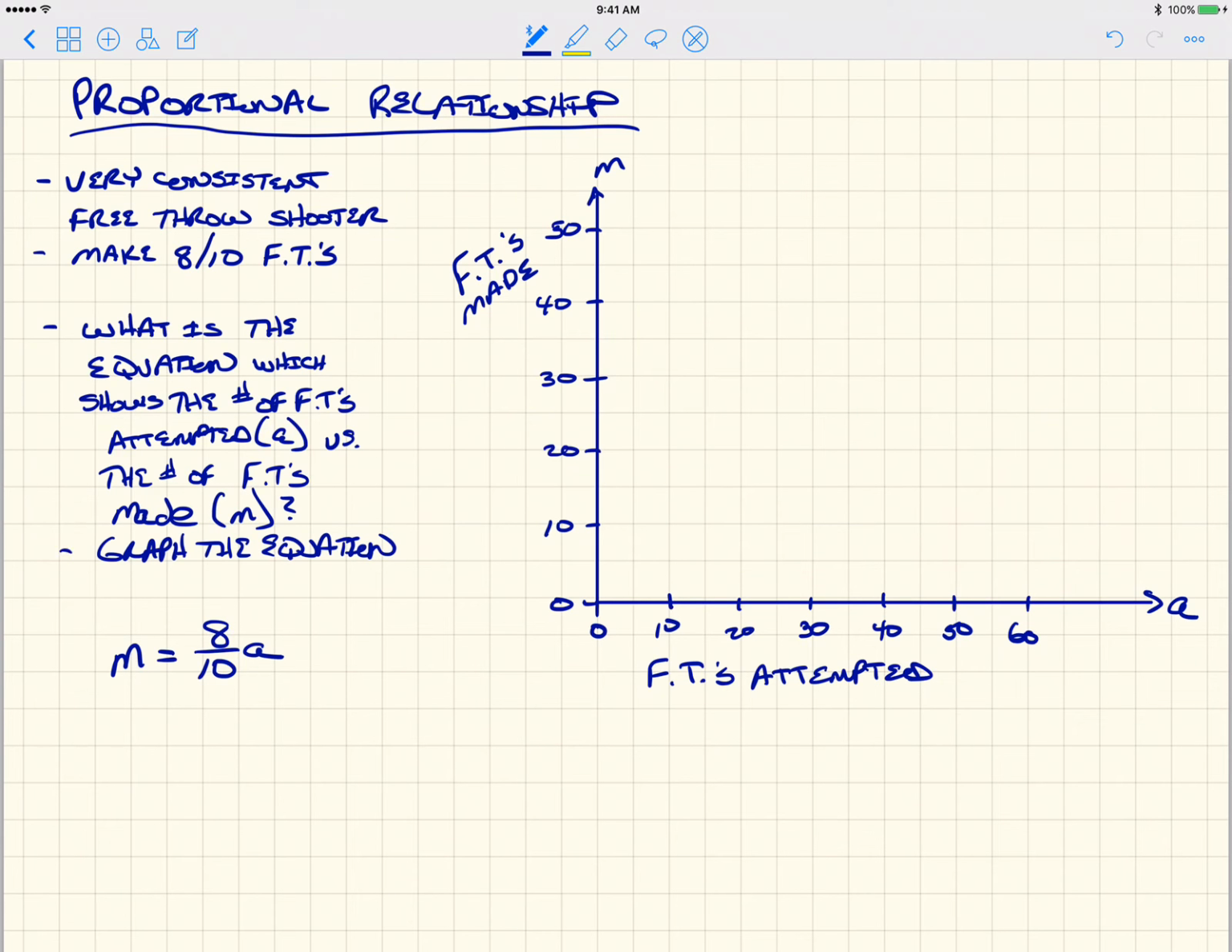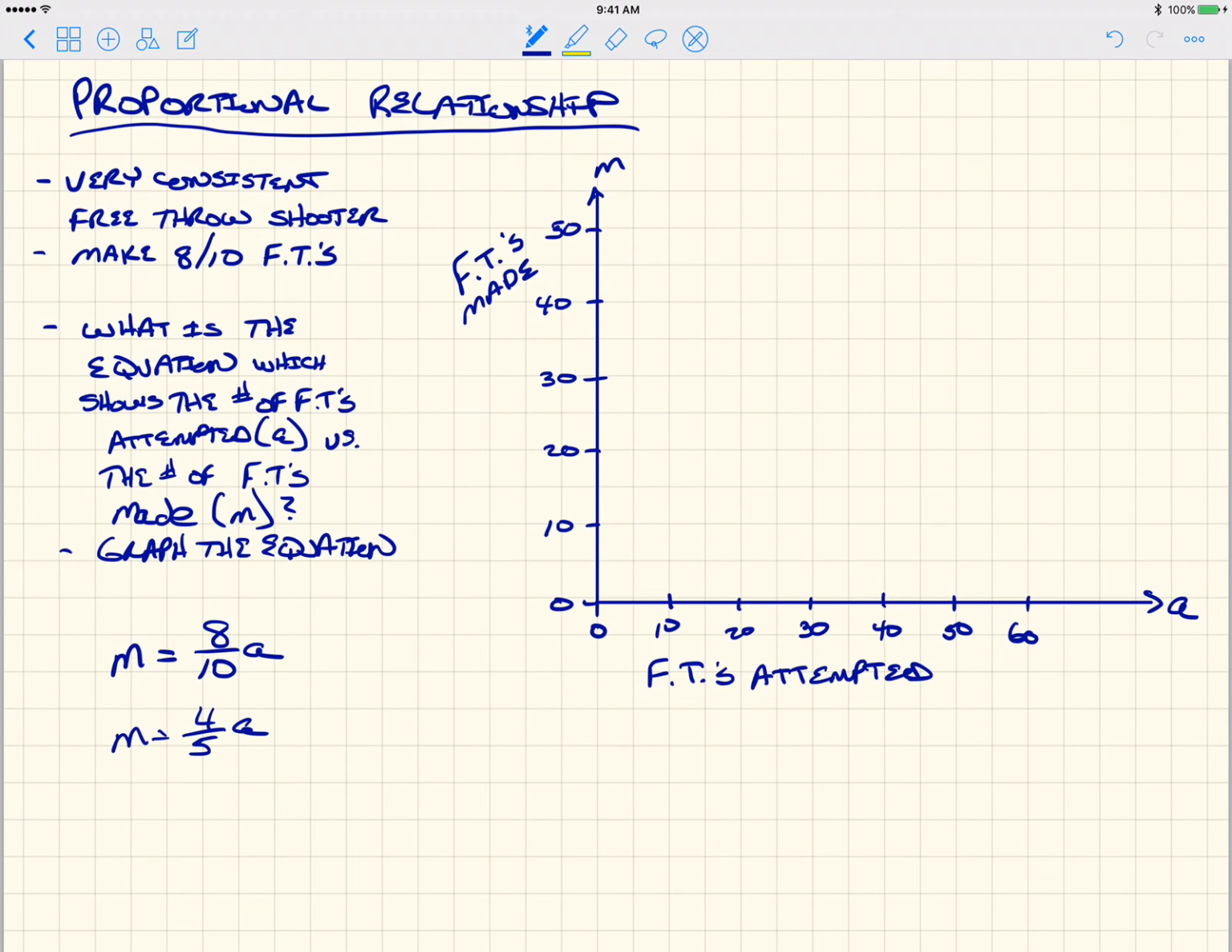Okay, that's it. Now we can simplify this a little bit, and we can simplify that rate of change from 8 over 10 to 4/5. Okay, so M equals 4/5 times A. Okay, that is our proportional relationship. All right, so let's graph some points. Let's see what this equation looks like in terms of a line. All right, so let's make a little table.